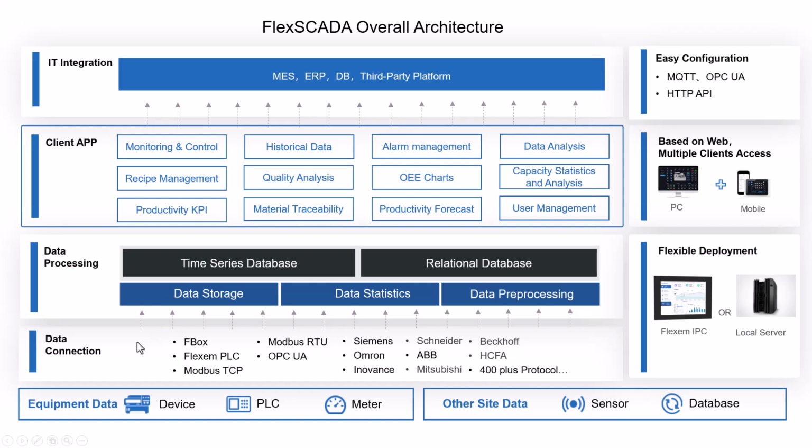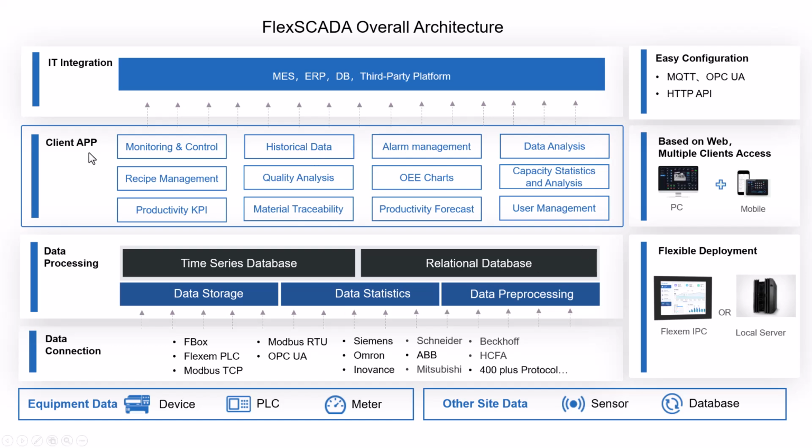And once we get data from the low side device, it will do the data process, time series data or relational database. Firstly, this data will be stored in the FPAD and they will do the data statistics. Then this data will be displayed on the SCADA screen, and you can see the real-time data and analysis data.